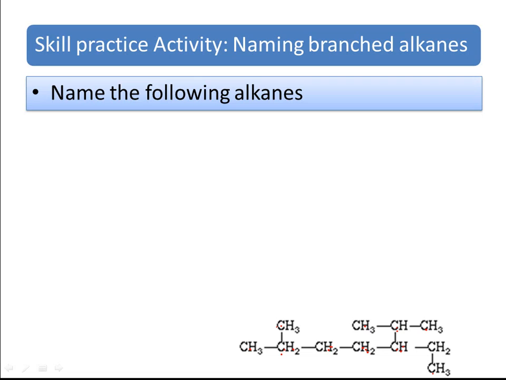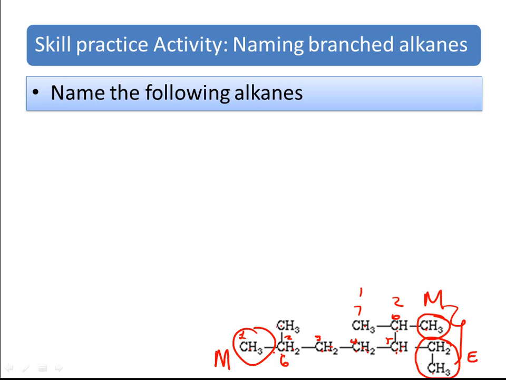Now, if I look at 7, I'll decide if I go 1, 2, 3, 4, 5, 6, 7. This becomes my heavily substituted side. So I need to start numbering from here. I need 1, 2, 3, 4, 5, 6. Okay, so I've got on carbon 2, I've got a methyl group. On carbon 3, I've got an ethyl group, and on carbon 6, I've got a methyl group.